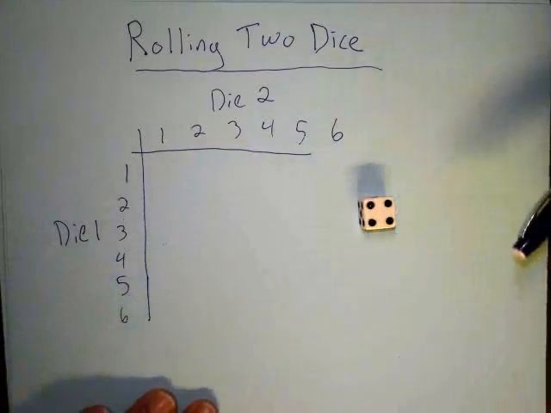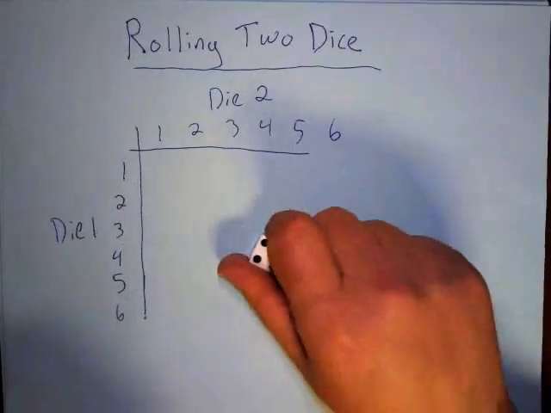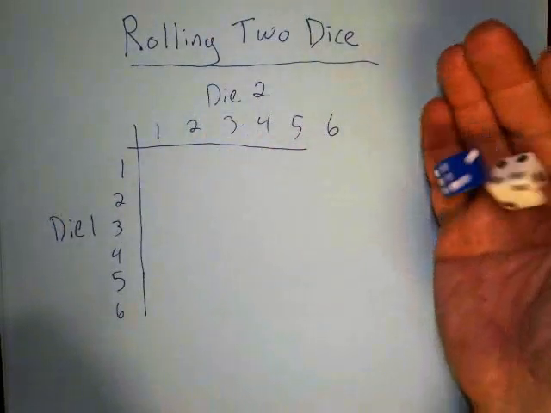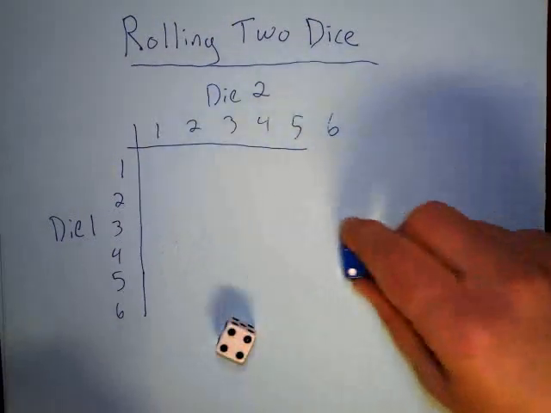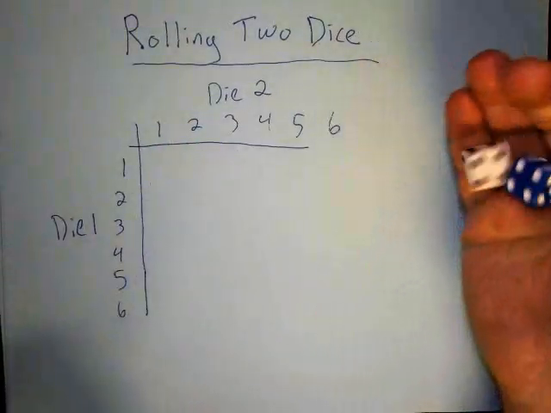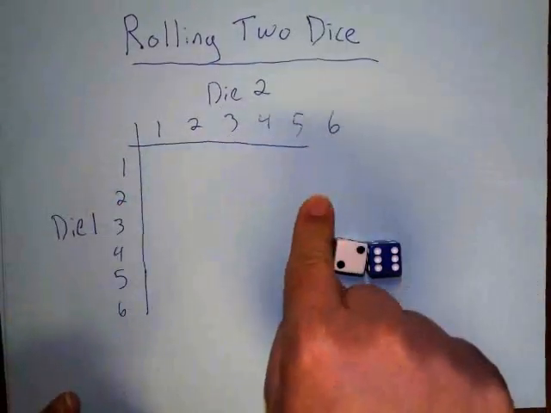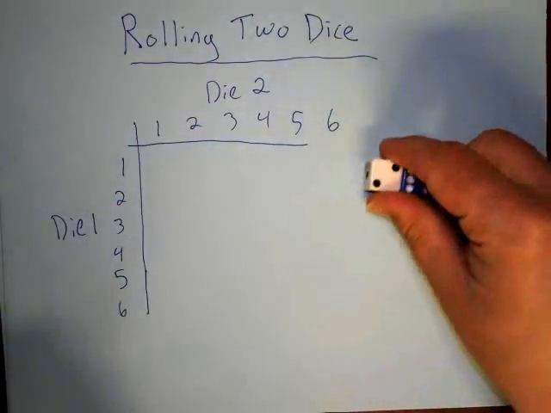Another way you could do this is to have two different colored dice. Maybe the white die is die 1 and this is die 2. A 4. Oh, look at that, there's a 4 and a 2 again. Let me try it again. Oh, there's a 2 and a 6. Okay? All these are different rolls.